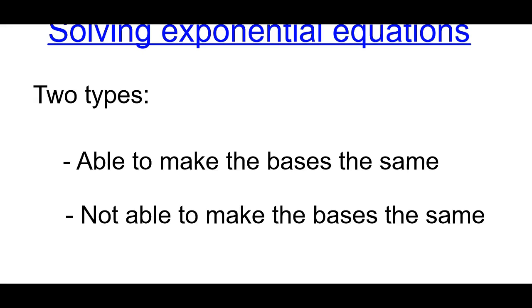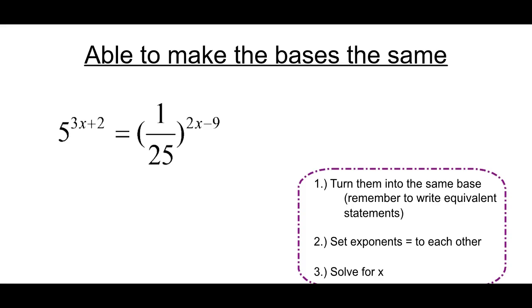And the second type is when you're given a base to an exponent equaling a base to an exponent, and you're not able to make the bases the same. So, first example, if we're able to make the bases the same.